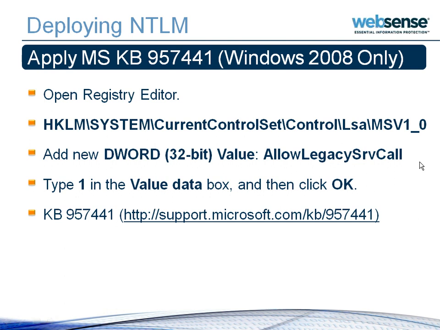For Windows 2008 environments only, it's also important to note that there is an additional step in order to have the domain controller accept legacy requests. As of Active Directory 2008, or as of Windows 2008, the ability for the server to accept LM requests and NTLM version 1 requests has been turned off by default. In order to enable that, you have to go into the registry, follow Microsoft Knowledge Article 957441, so the server basically allows legacy calls. And all the information on how to do that is located in that link included in the slide.